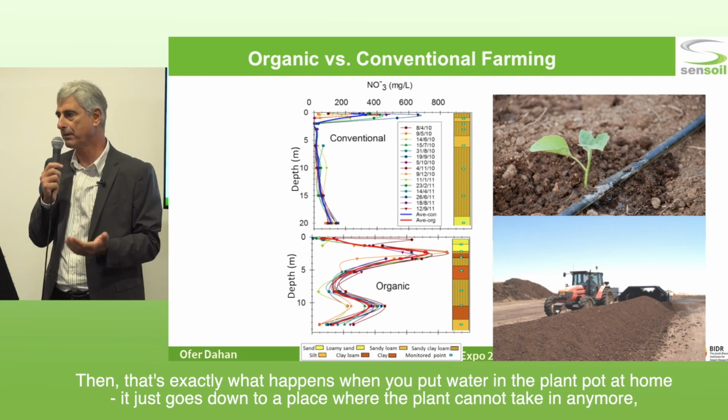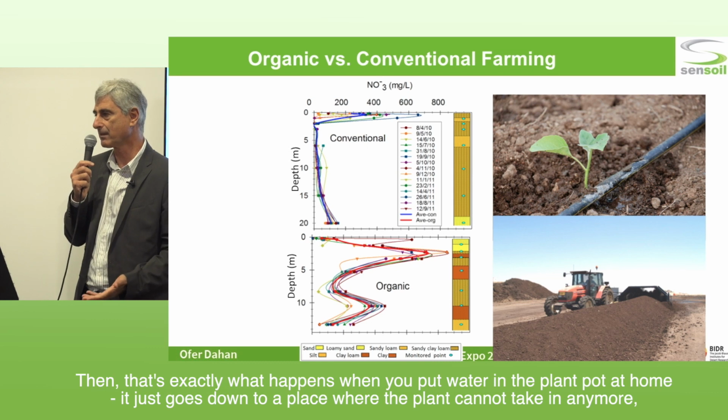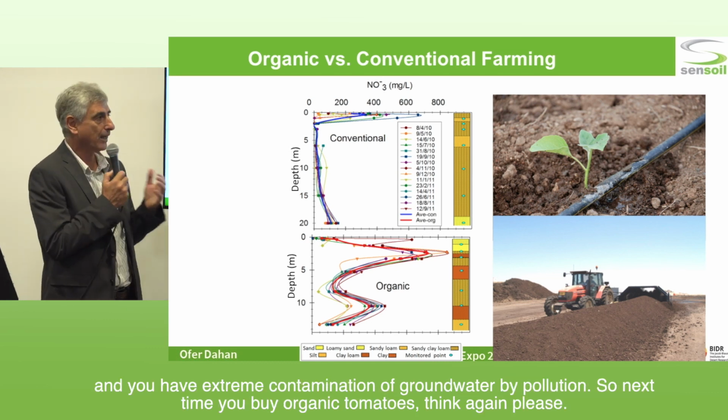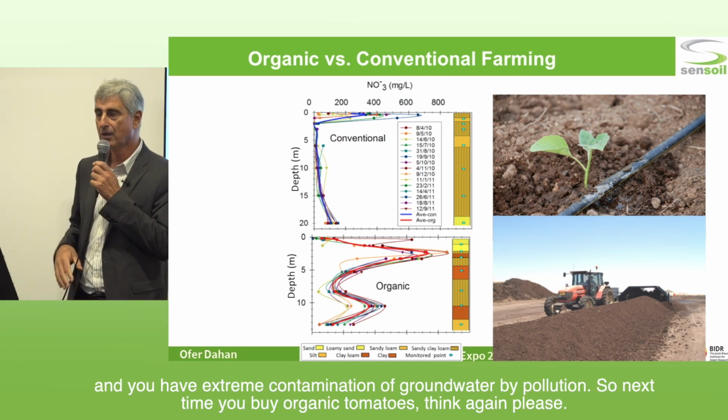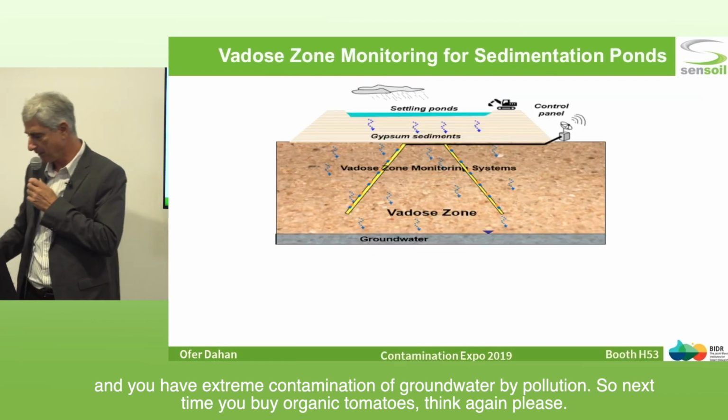Then it's exactly what happens when you put water into the pot at home. It just goes down to a place where the plant cannot take it anymore, and you have extreme contamination of groundwater by pollution. So next time you buy organic tomato, think of it again, please.